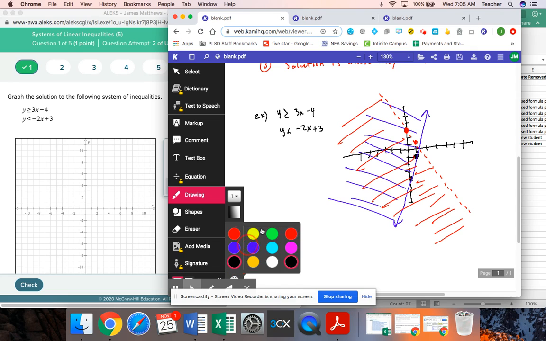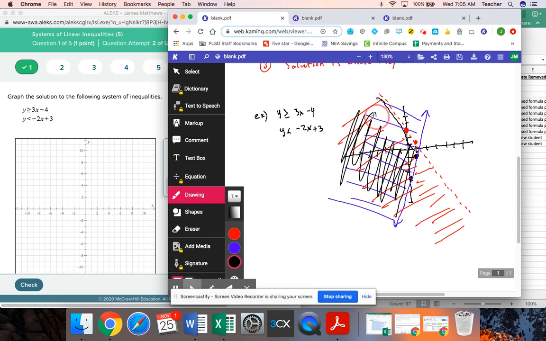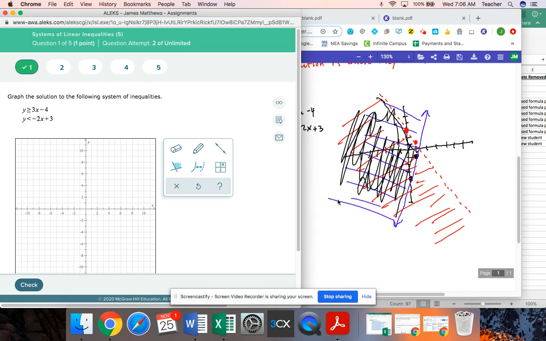Now my actual solution is where they both meet. Notice that for the red and for the blue, they all intersect right here. Right? So that's my area. I know it looks messy, but it's where they intersect. Now let's go over here in Alex and do the same thing.